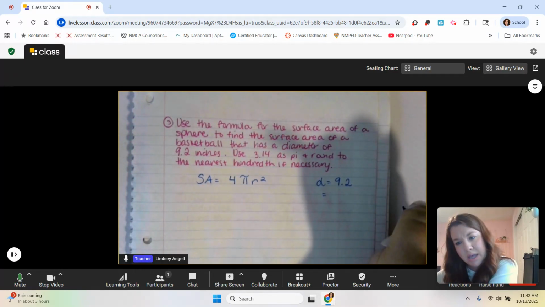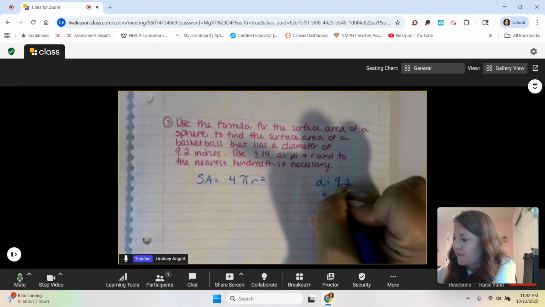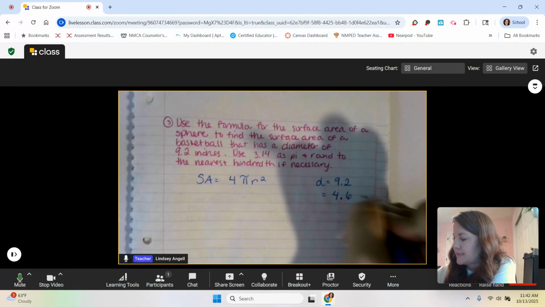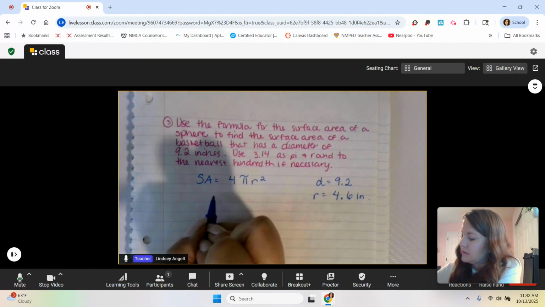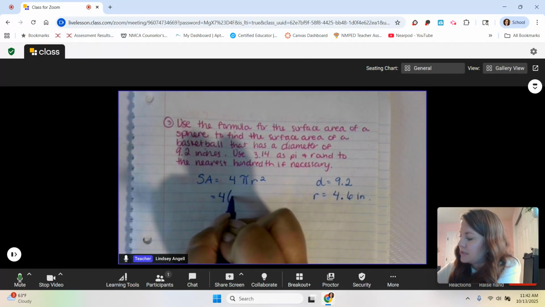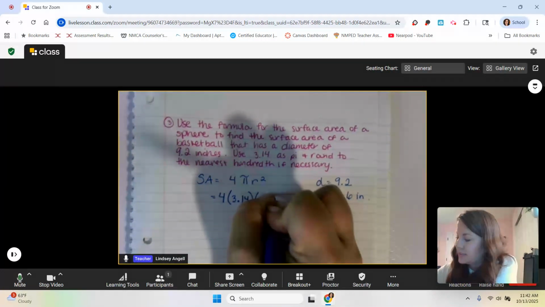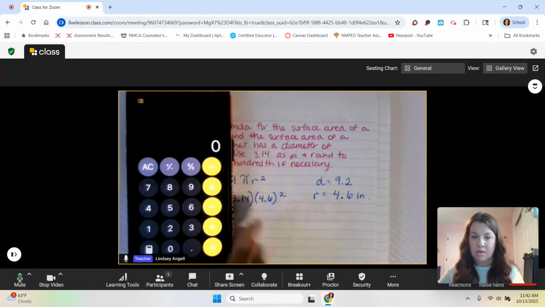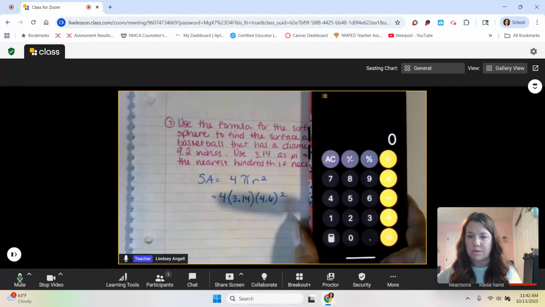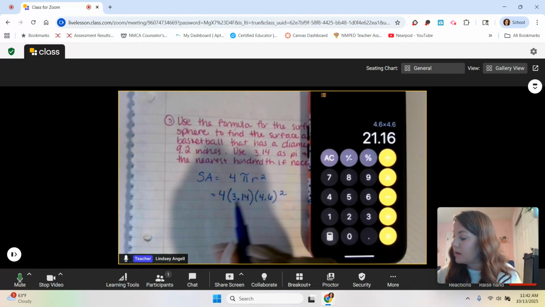Let's see. Half of 9 is 4.5. Half of 0.2 is 0.1. So half of 9.2 would be 4.6. And these are inches. So that's my radius. This time I'm going to have 4 times 3.14 times 4.6 squared. First I need to apply my exponent, according to the order of operations. Let's see, where do I have the most room? There we go. So I can do 4.6 times 4.6. That's what it means to square a number.